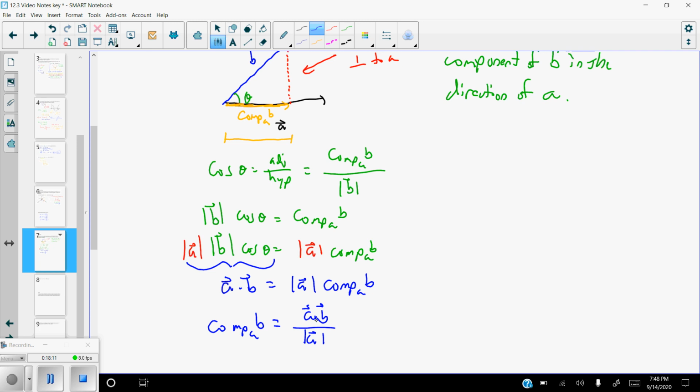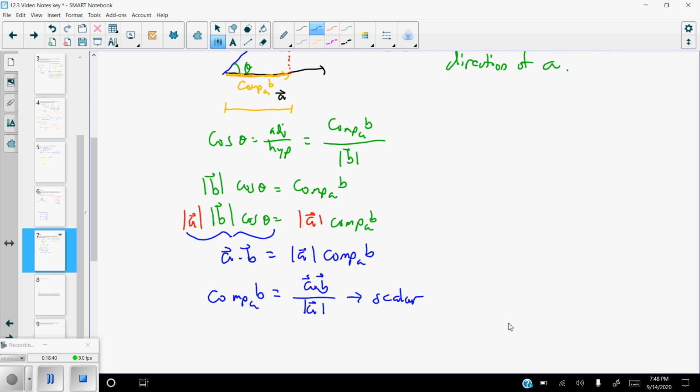That's how you're going to find the component of B. And again, that should be a scalar. If you take two vectors and dot them, you get a scalar. Divided by a magnitude, which is also a scalar, you get a scalar. So again, this component of B onto A is literally just the length of that orange vector up there in the drawing.